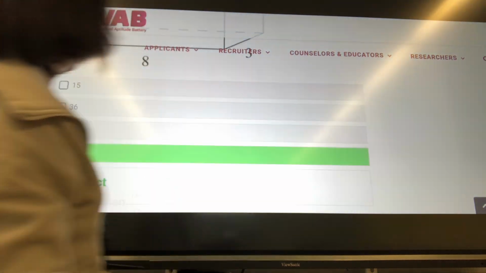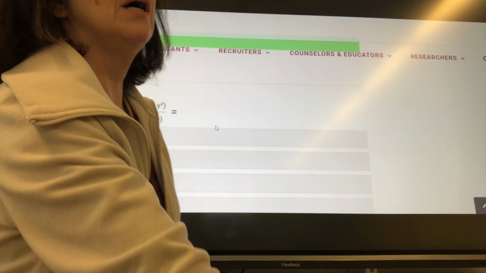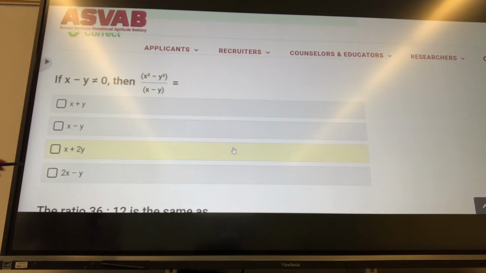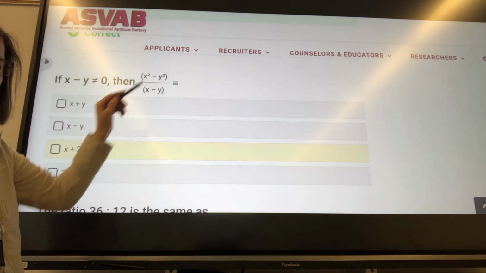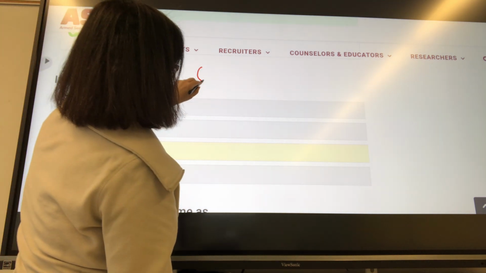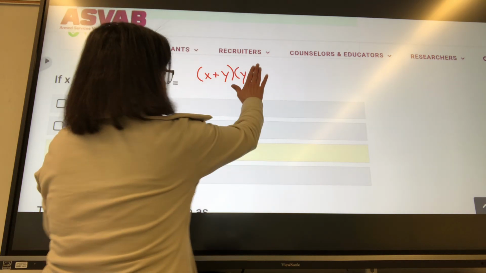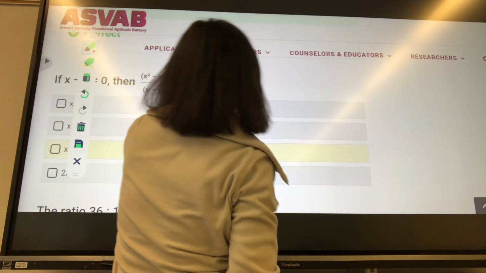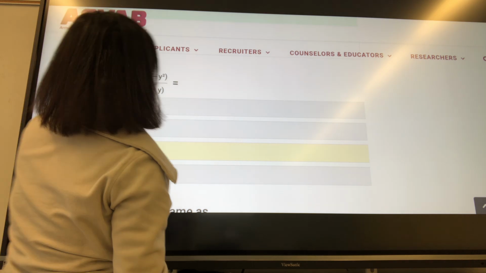I'll check that. It shows that it's correct. Next question. This one, some people may be able to recognize that this is the difference of two squares. If you're able to identify that, then we could simply write the factor form, which would be x plus y times x minus y. So x plus y, x minus y.